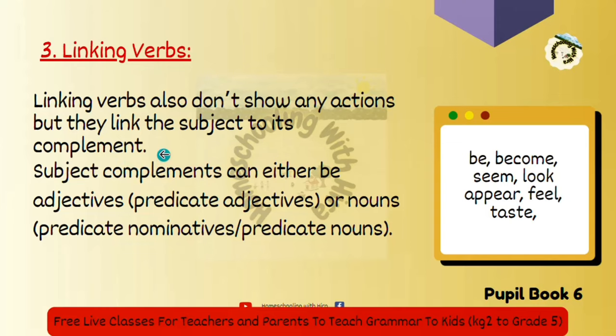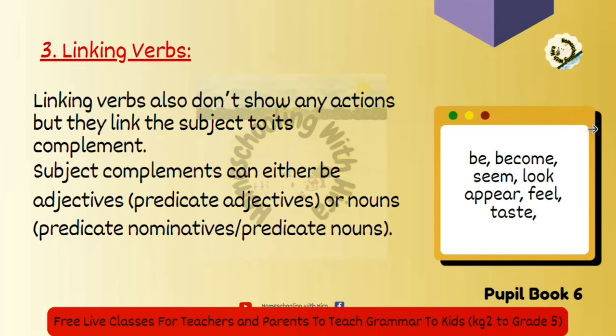A complement can be an adjective, it can be a noun phrase, it can be a name of a profession, it can be the position of someone, and even possession. Now here I have used some bigger words, but they mean the same that I have just explained. I said that the subject complements can either be adjectives. So in adjectives, we have predicate adjectives. We'll learn this later someday. Or nouns, predicate nominatives or predicate nouns. If you want to learn about predicate adjectives and predicate nouns, you can just message me in the comments box. Or if you already know these, please share your knowledge with us. Some examples for linking verbs are be, become, seem, look, appear, feel, taste.